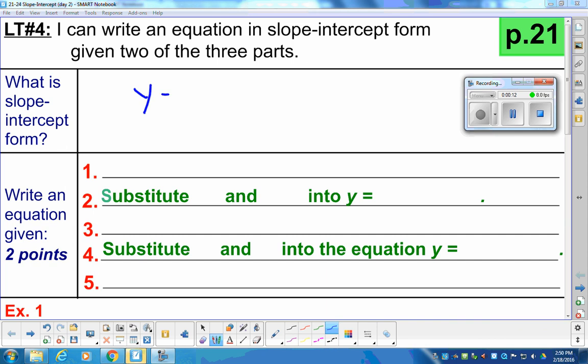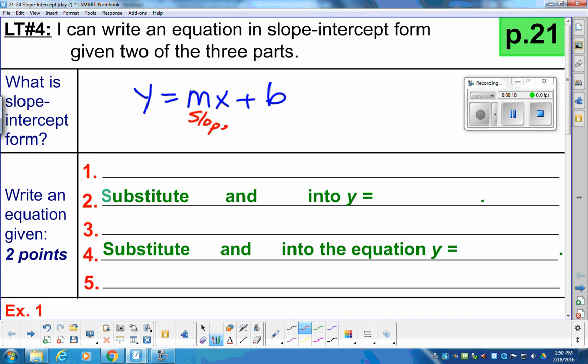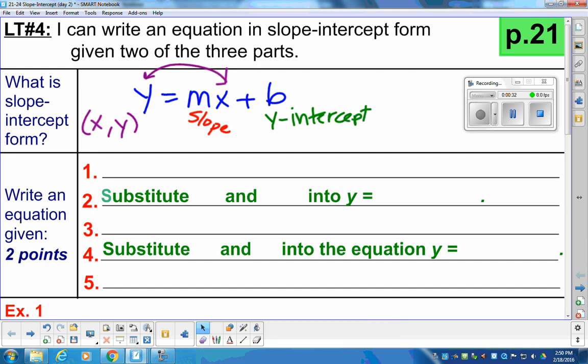Slope-intercept form, we have y equals mx plus b, where m is our slope, x and y are a data point. So it's just a pair x, y, and b is known as our y-intercept, or intersection point of the y-axis and the graph. So y equals mx plus b is known as slope-intercept form. You've been doing that for a long time, so you should be in pretty good shape with that.